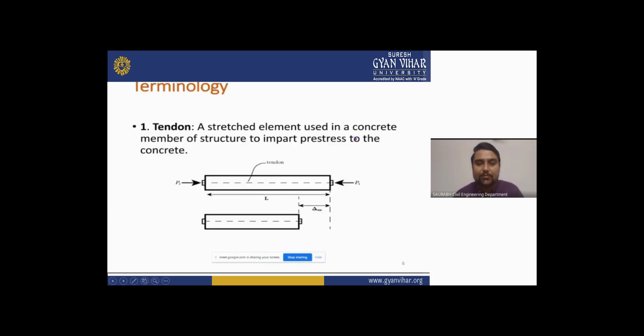And here we will see the terminology of pre-stress concrete. First, we will see the tendon, and tendon is a material which is used in the preparation of pre-stress concrete. As you can see, it is a stressed element used in a concrete member of a structure to impart pre-stress to the concrete. Now, this is your tendon, and this will be your P i, and this will be P i. First, you have to apply the tendon in the middle of this section, and then it will be elongated by delta E S.